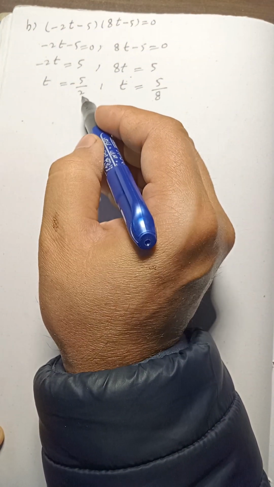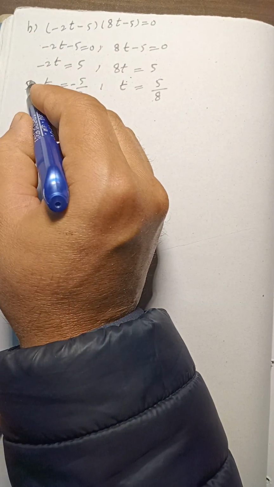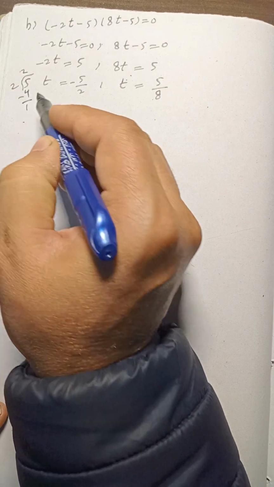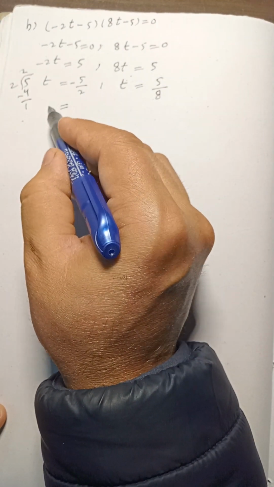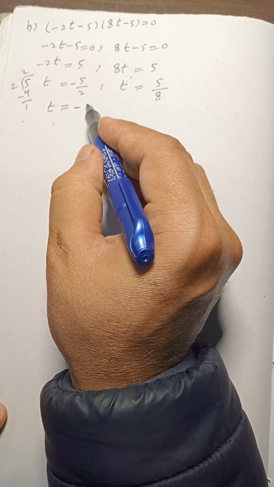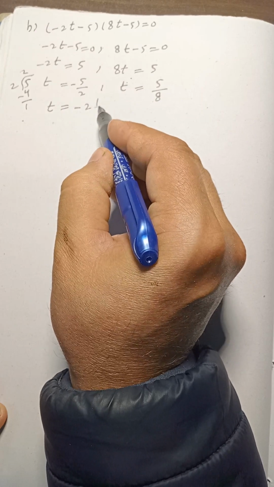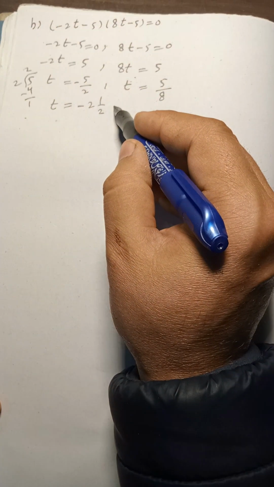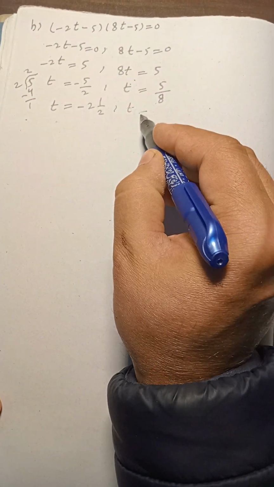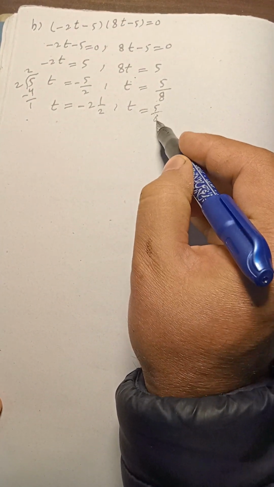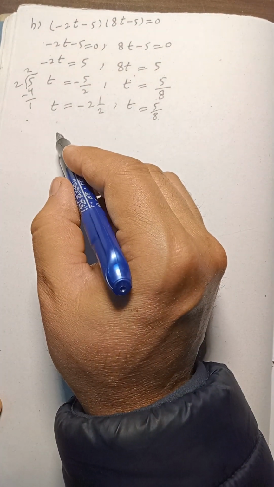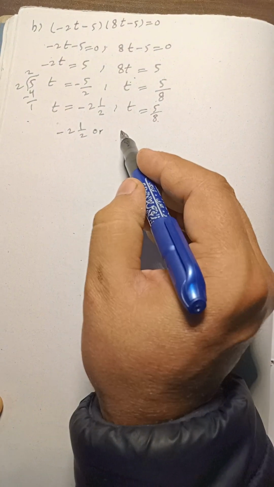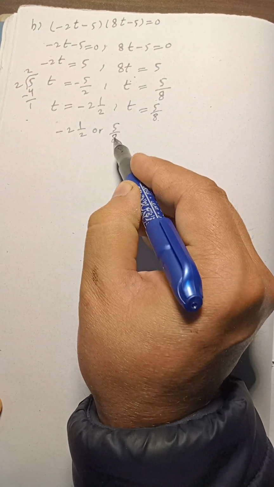Now here the numerator is greater than the denominator, so divide 5 by 2, 2 2s are 4, 1 remainder, and t will be equal to minus 2 whole 1 over 2, and t is equal to 5 over 8. Now you will write the answer: minus 2 whole 1 over 2 or 5 over 8 is our answer.